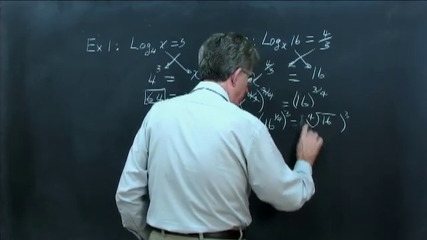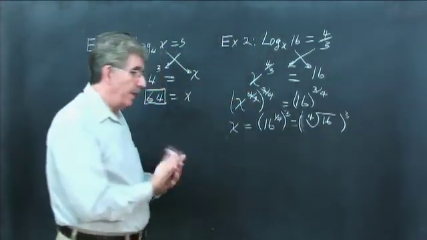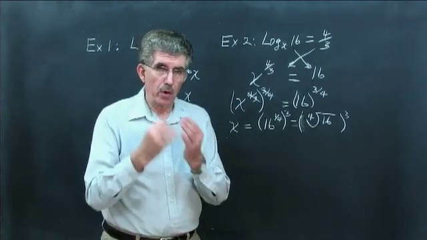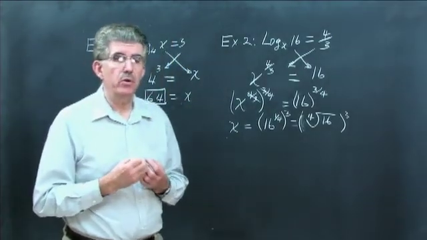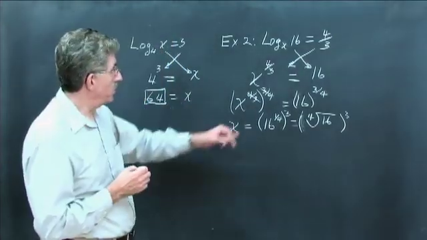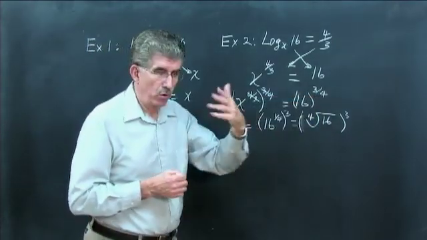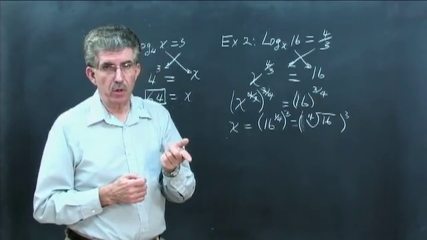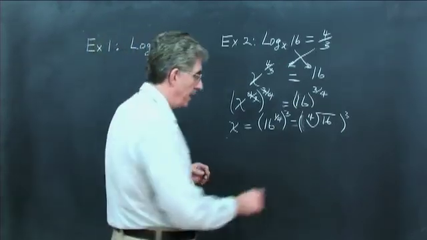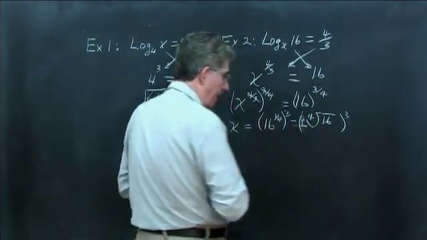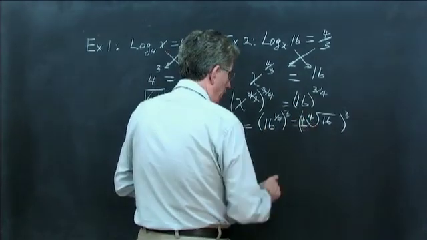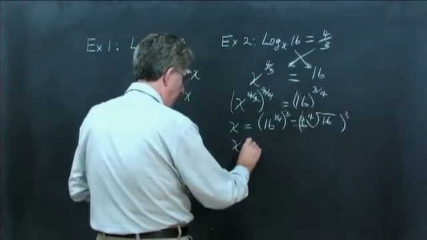Now we got to remember something here. That 1/4 power wasn't there to start with. We put it there. In other words, we are taking the 4th root of both sides. In effect, when we raised it to the 3/4 power, that 4 on the bottom, we are taking the 4th root of both sides. In an even root, that obligates us to put a plus or minus right there. So we're going to get two answers.